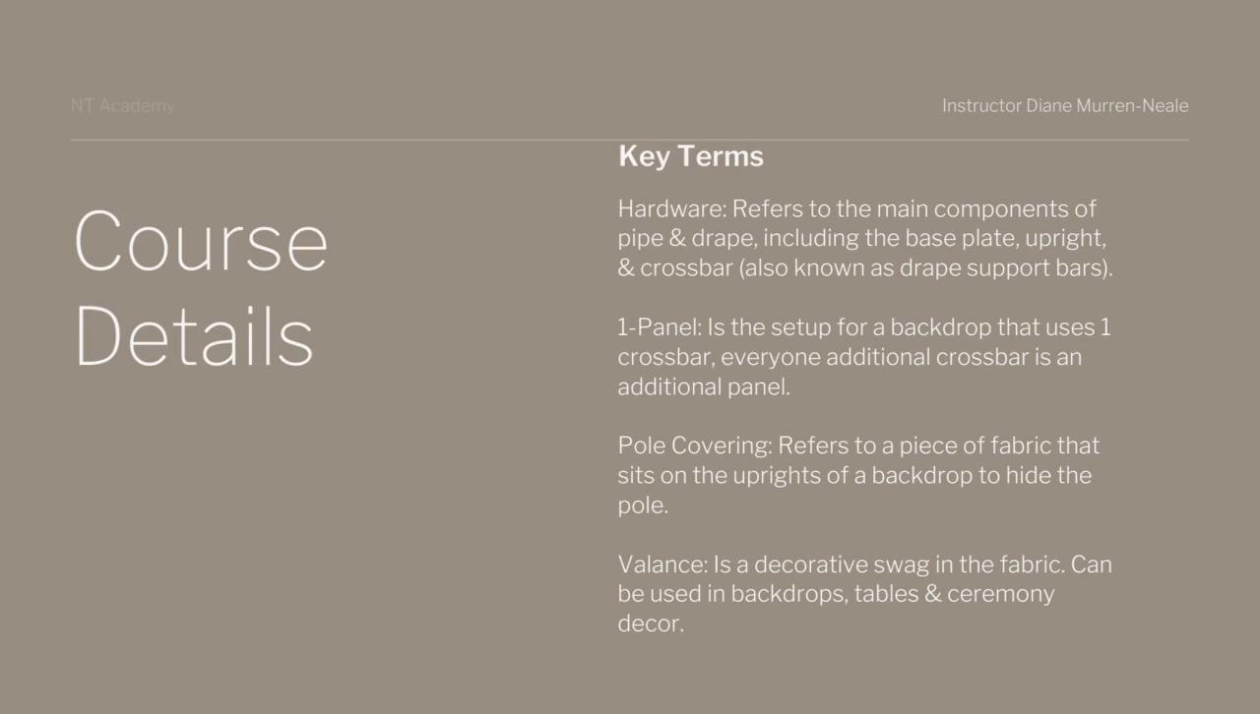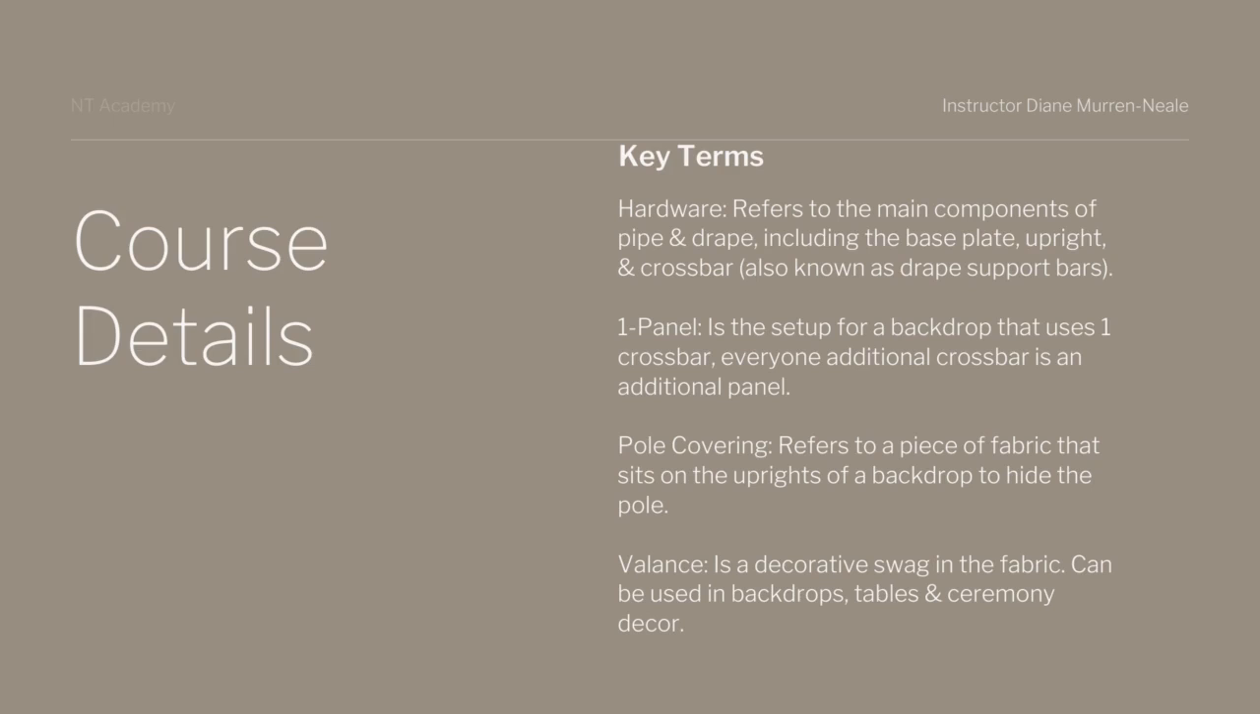For example, hardware. Hardware refers to the main components of the pipe and drape system, including the base plate, the upright, and the crossbar, which is also known as drape support bars. One panel, and that is the setup for a backdrop that uses one crossbar. Every additional crossbar is an additional panel.